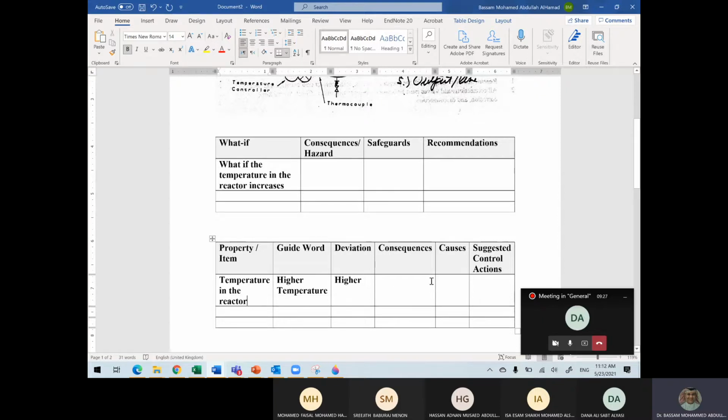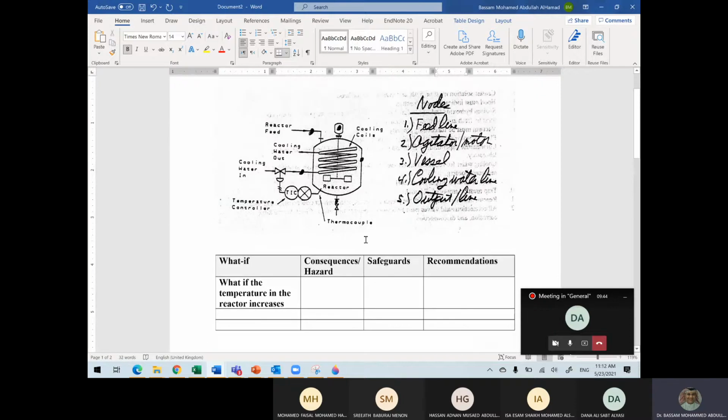In this case, when you state the cause, you put the reasons why the temperature went higher in the reactor, because now you're thinking about it. Cooling water. I'm explaining, but I need to explain this before so that it becomes better.